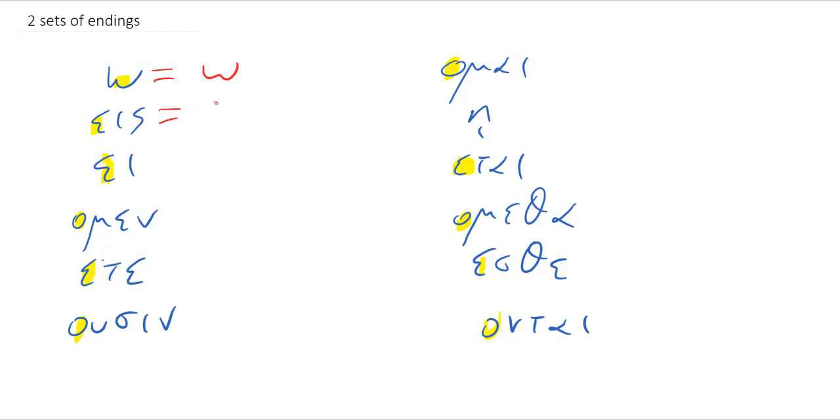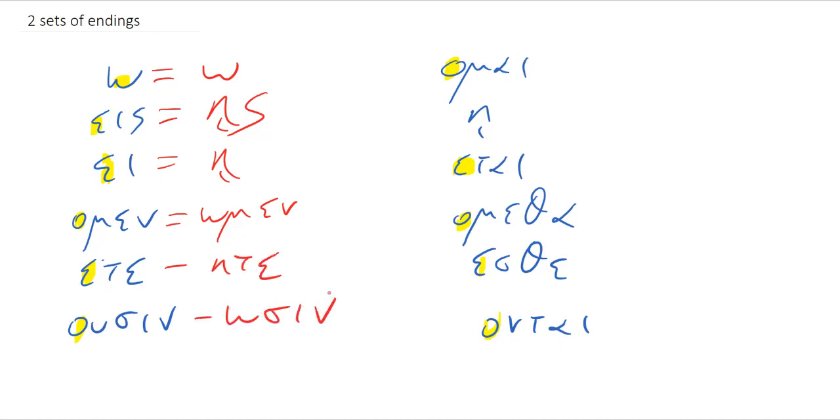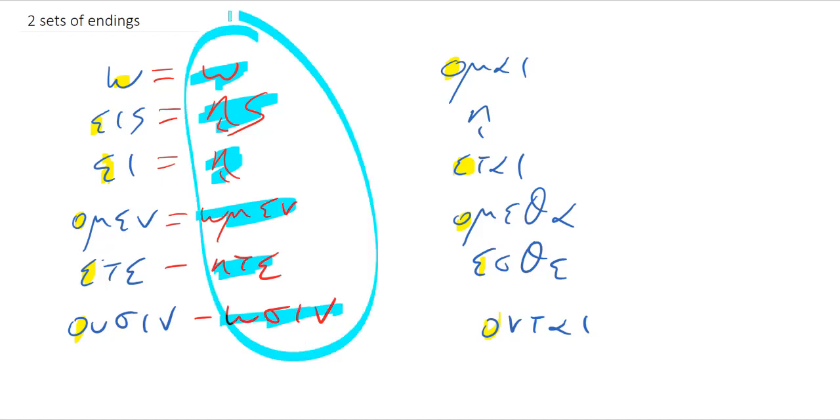The epsilon lengthens to an eta, the iota subscript, so we end up with ace. Epsilon lengthens to an eta, iota subscripts. This becomes omen. This becomes eta. This becomes osen. So that is half of the subjunctive endings: o, ace, a, omen, eta, osen. That is also the subjunctive form of eimi.